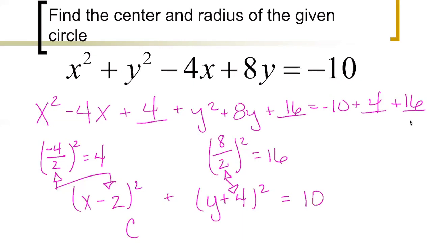And then we need to find our center and our radius. Your center here would be 2 and -4. And your radius should be the square root of 10. Questions on that?